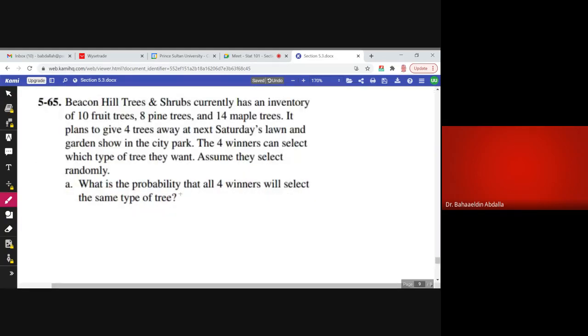One last example, Bacon's Hill Trees and Shrubs currently has an inventory of 10 fruit trees. So in the inventory, they have 10 fruit trees, 8 pine trees, and 14 maple trees. So this is the inventory, and it's divided into 3 kinds of trees. Fruits, there are 10. Pine trees, we have 8. Maple trees, we have 14 maple trees. So in general, inside the inventory, in the population, how many trees do we have? 18 plus 14, 32. So 32 trees in general.